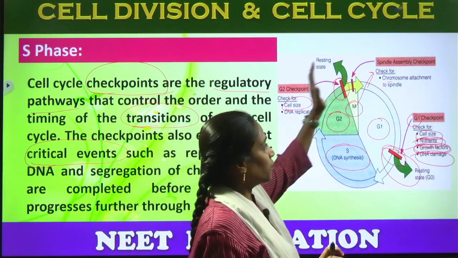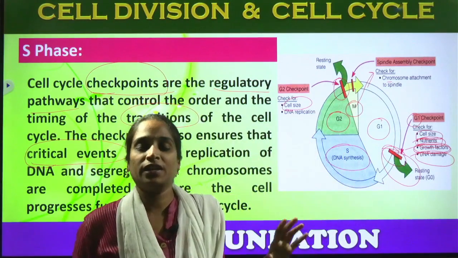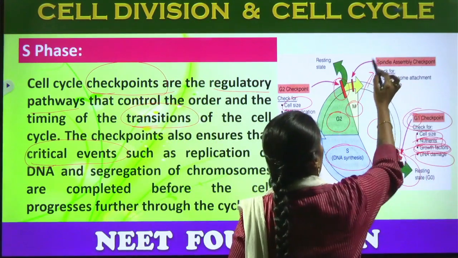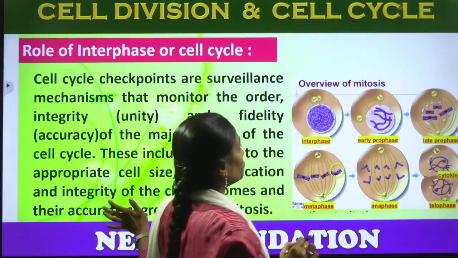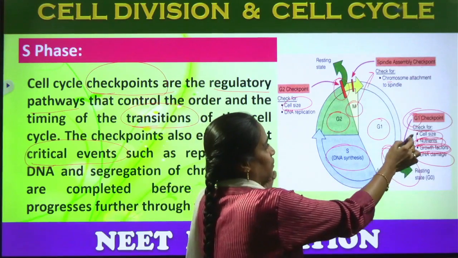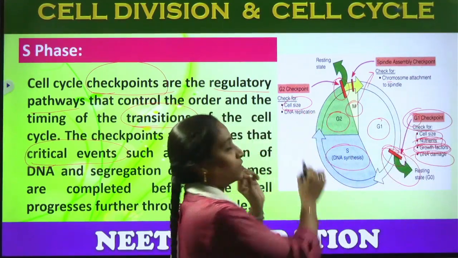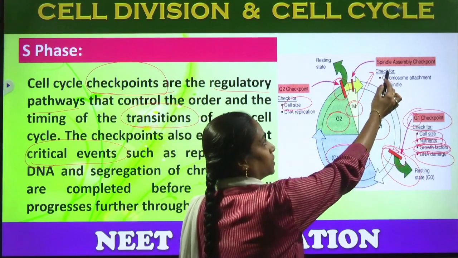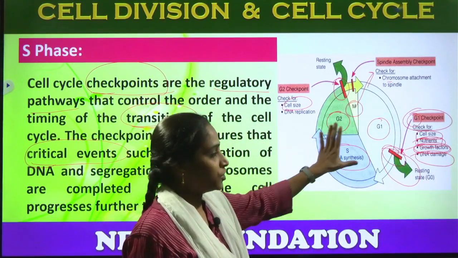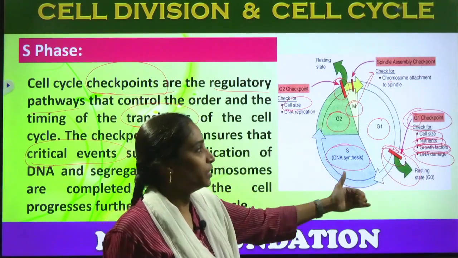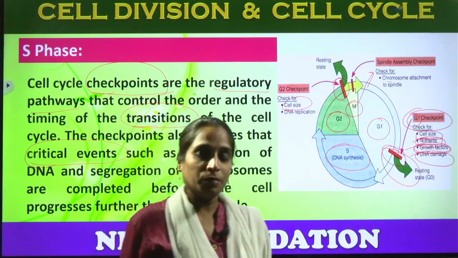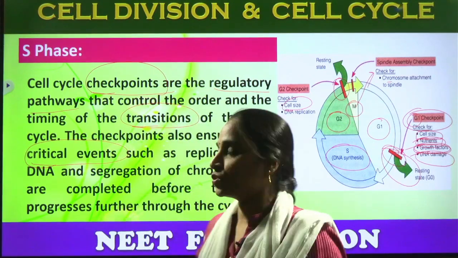So these kinds of conditions are maintained in the S phase by the process called regulatory pathways, called checkpoints. One is the G1 checkpoint, one is the G2 checkpoint, and one is the spindle assembly checkpoint. After finishing these regulatory pathways, then only will the daughter cells undergo the mitotic or meiotic cell division. Hope you all understood.